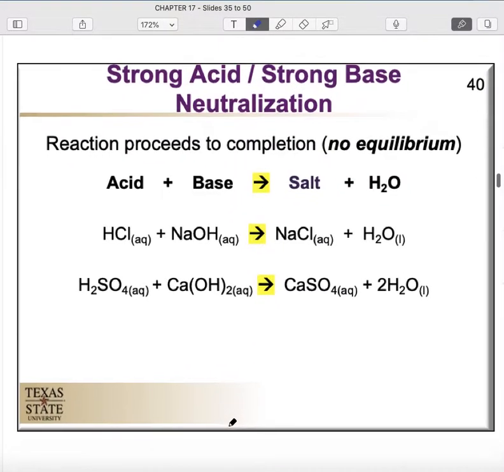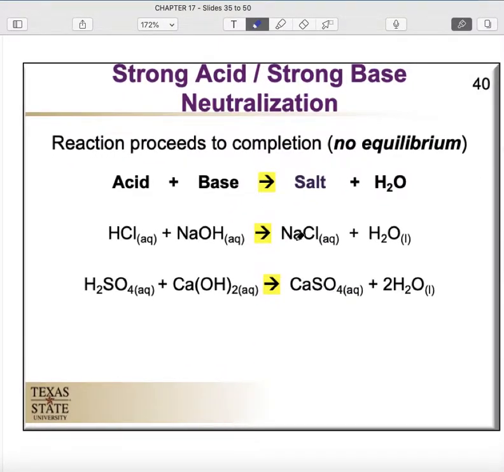Okay, the first thing that we need to know in the titration of a strong acid with a strong base or strong base with strong acid is the fact that there is no equilibrium. Basically, the reactants are going to completely be consumed as much as they can, and we're going to have a one-sided arrow. Basically, the reaction proceeds to completion, no equilibrium.